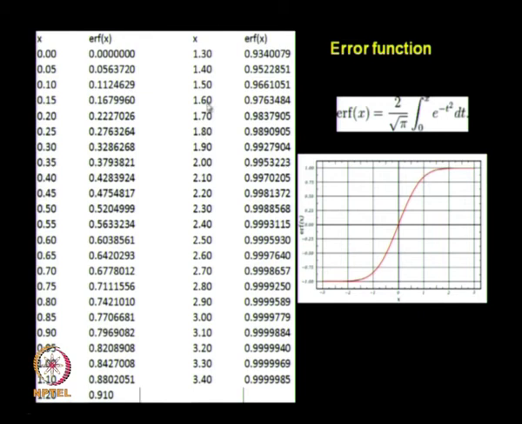So after about 1.7 or 1.8 we can practically assume, if x is above 1.8 or 1.9 and so on, that the error function of that is almost equal to 1. This particular table we are going to use in our problem to calculate the yield.